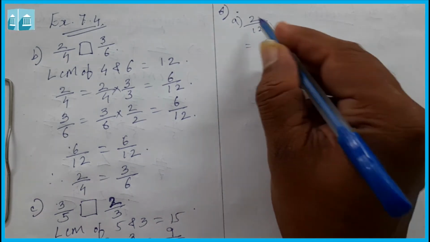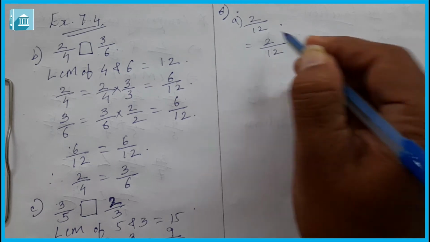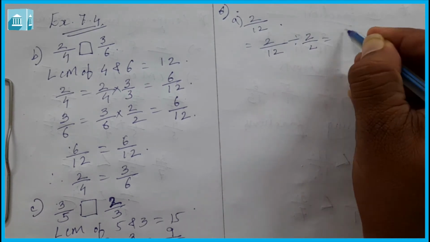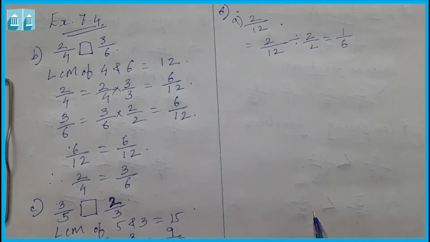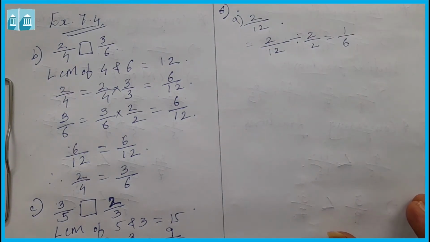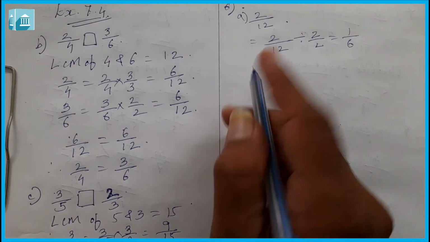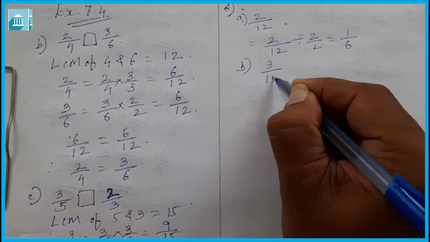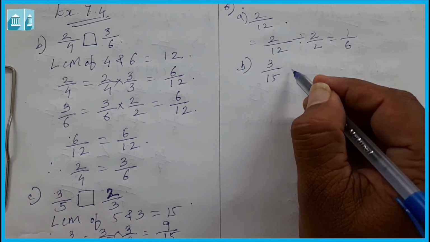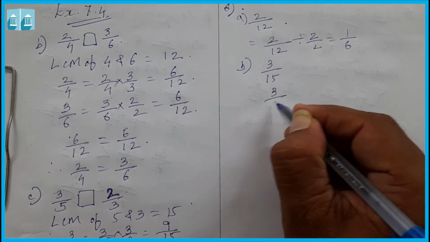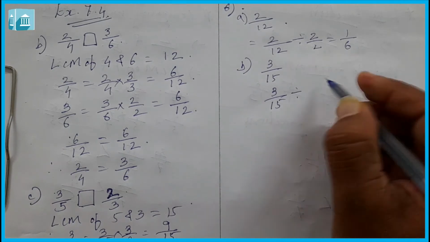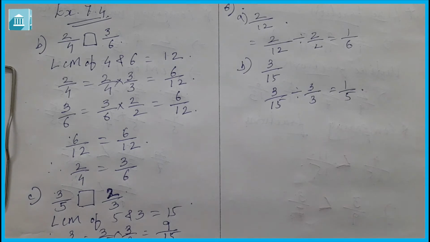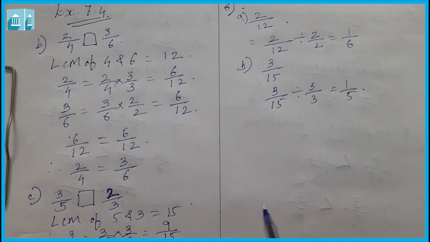For 2 upon 12, the HCF of 2 and 12 is equal to 2. So dividing by 2 upon 2, we get 1 by 6. So 2 upon 12 is equal to 1 by 6. Then B is 3 upon 15. So 3 upon 15 will be equal to, here again the HCF is 3, so it is 1 upon 5. So it will fall in the 1 upon 5 group.